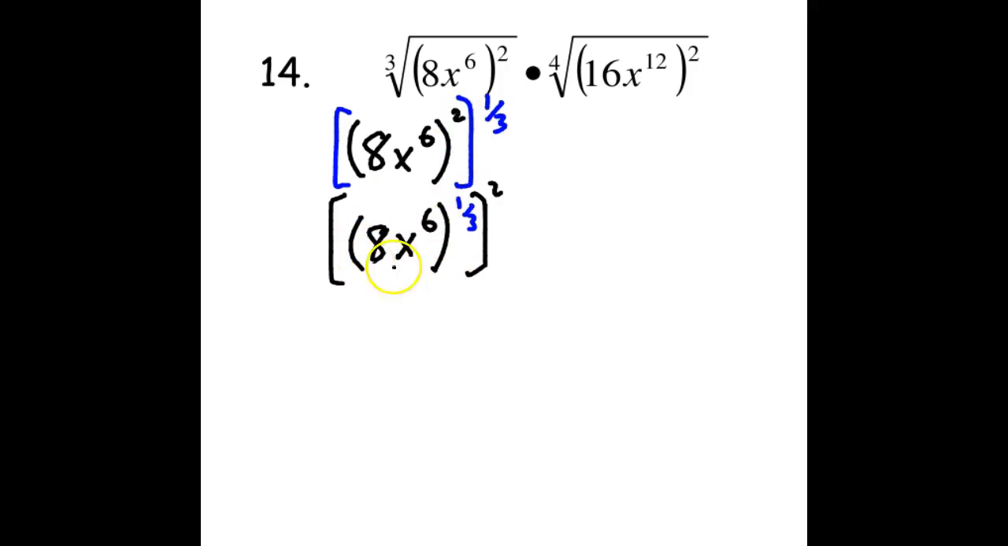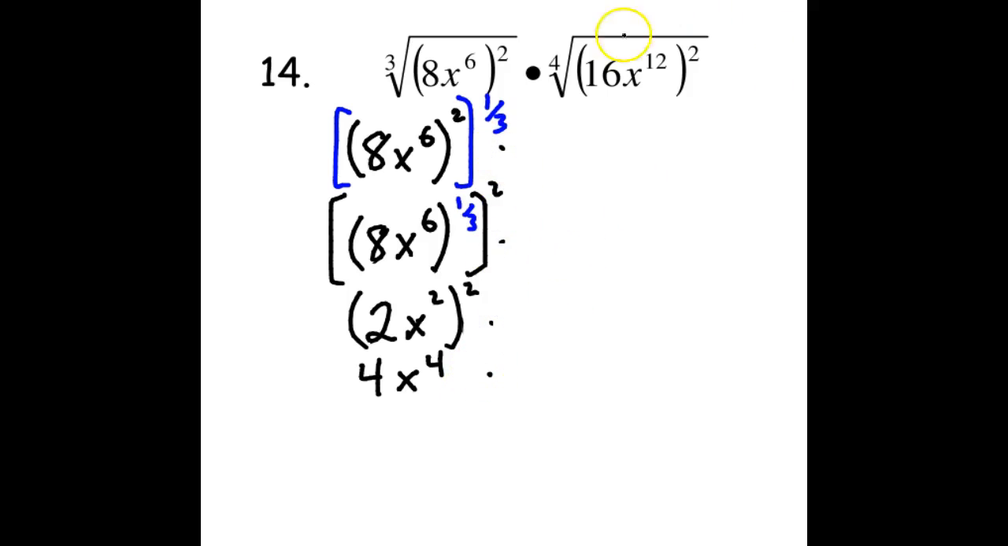So now I'm going to do the cube root of here. So cube root of 8 is 2. 6 divided by 3 is 2. Then I'm going to square it. So that's 2x squared times 2x squared, which is 4x to the 4th. That's one way of doing these.